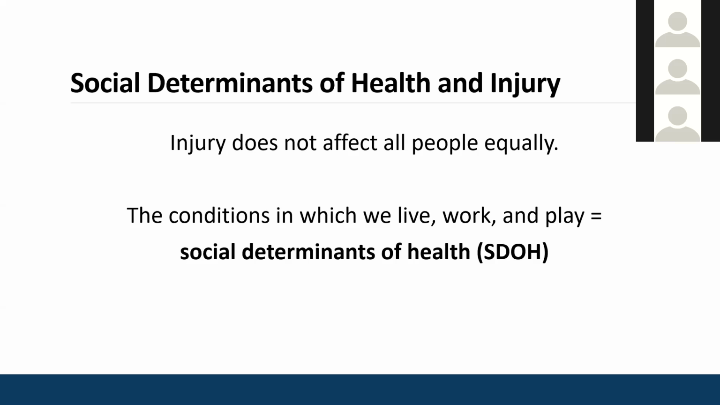ACIP has published a report titled The Social Determinants of Injury, which is available on our website under the library section for folks who might be interested in reaccessing that. If anyone is interested in learning more about the connections between the social determinants of health and injury, it's a great report to revisit and familiarize yourselves with.